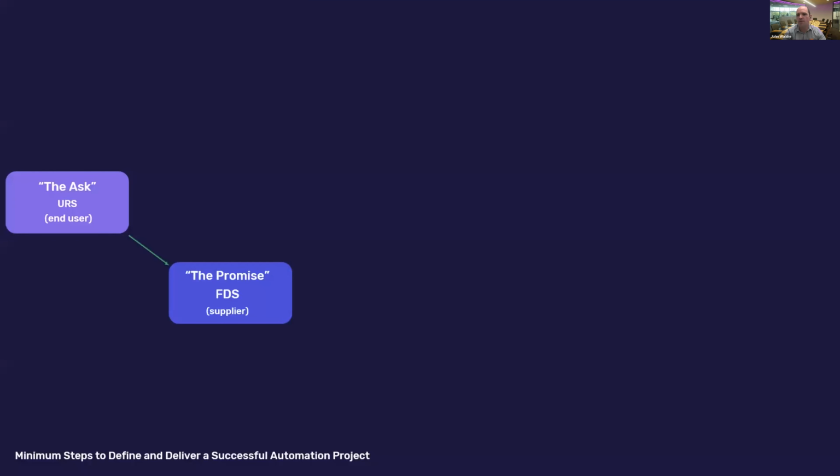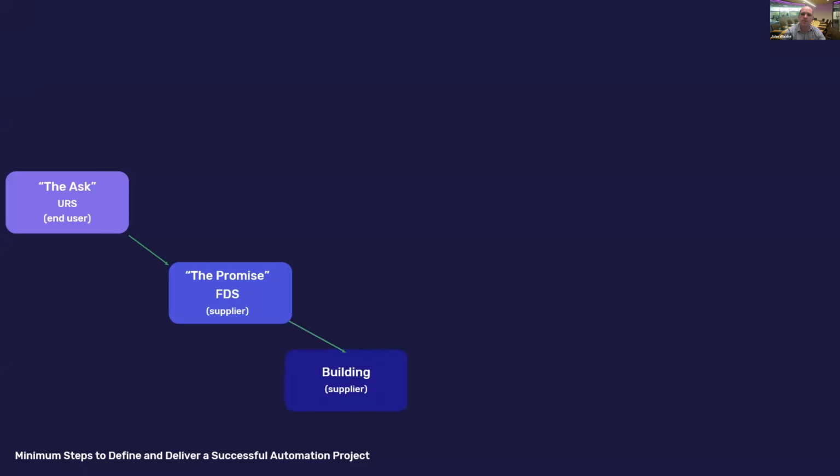The promise, or the FDS, the functional design specification. Here, the supplier will detail how each of the requirements set in the URS will be met. For instance, in response to the request in the URS for an audible and visual alarm, the FDS would detail something like: the machine will have a red, amber, and green light with an integrated buzzer. And the FDS then will go into detail as to how these will be used.